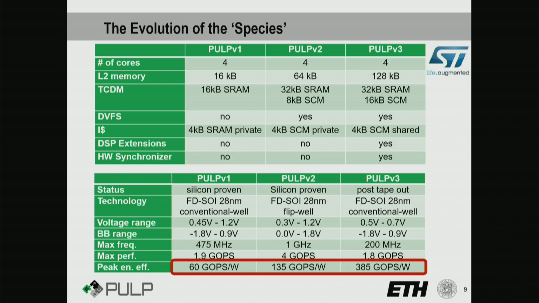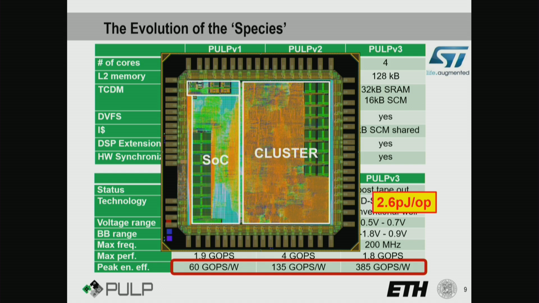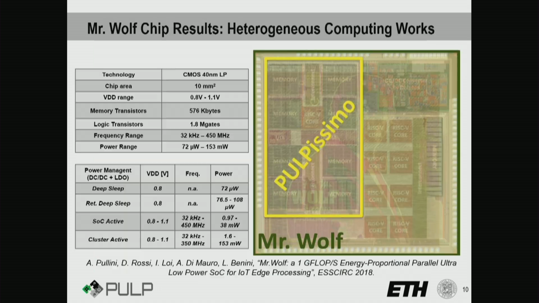As you look at the evolution of the Pulp species of chips, you can see that as we add these extensions to the ISA, the peak efficiency of the chips goes up significantly. So from 60 gigaops per watt all the way up to 385 gigaops per watt. So in Pulp v3, this is a die shot of that chip. We are down to 2.6 picojoules per op, which is already very close to this goal we set at the beginning. You can actually take this much further.